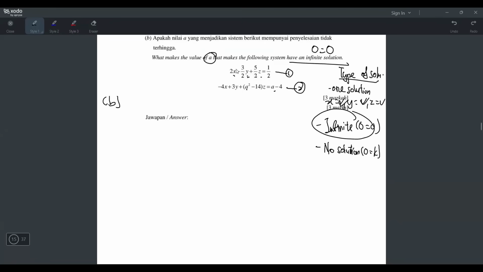So what I can do is times 2. And also when you times 2, the 2x can become 4x. And then later the 4x and negative 4x you can eliminate. But you will plus, not minus, right? So the plan now is to take equation 1 times 2.